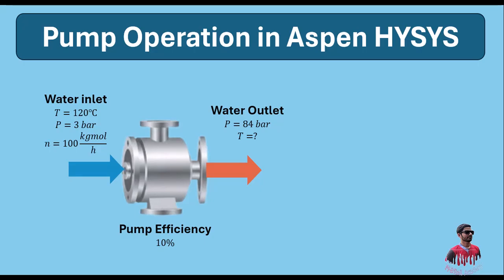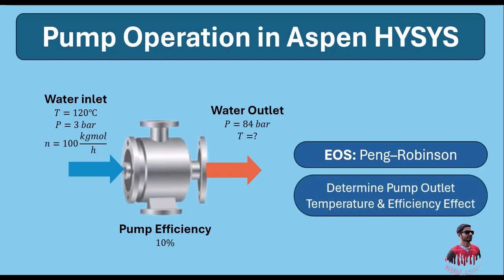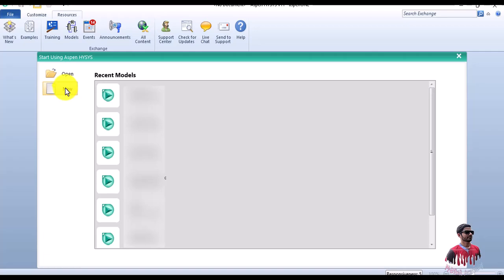We will simulate the pump operation in Aspen HYSYS using the Peng equation of state as the fluid package. The objective is to determine the outlet temperature of water after pumping and to observe the effect of pump efficiency on temperature rise. Let's go to the simulation environment.